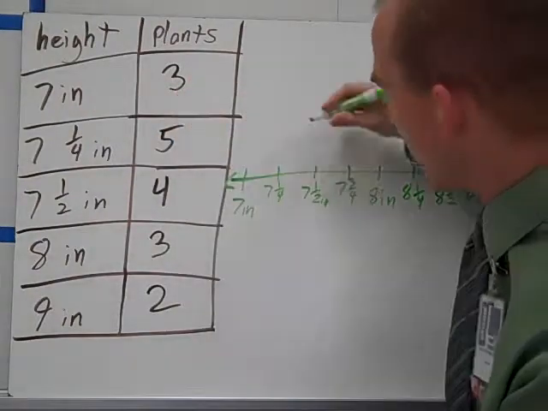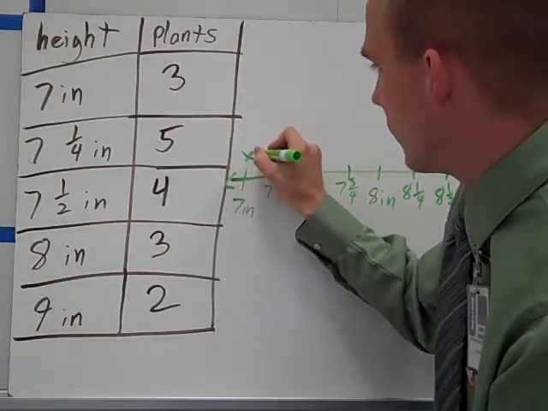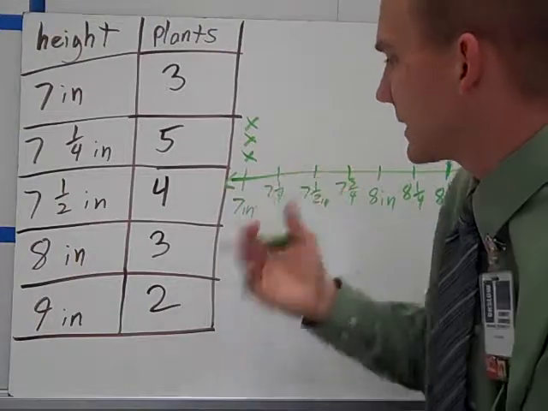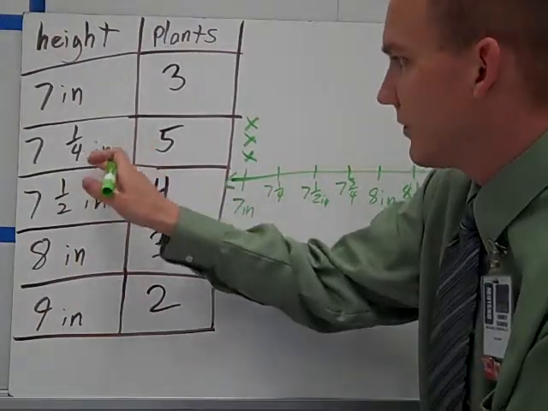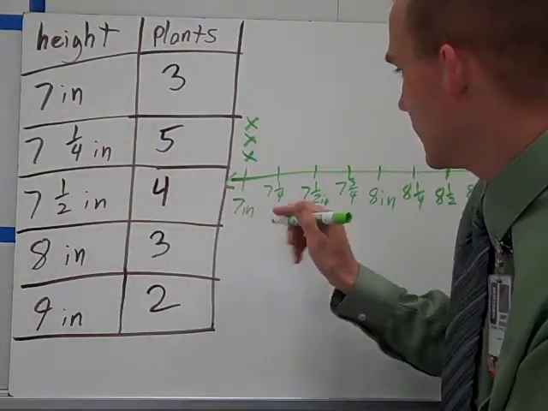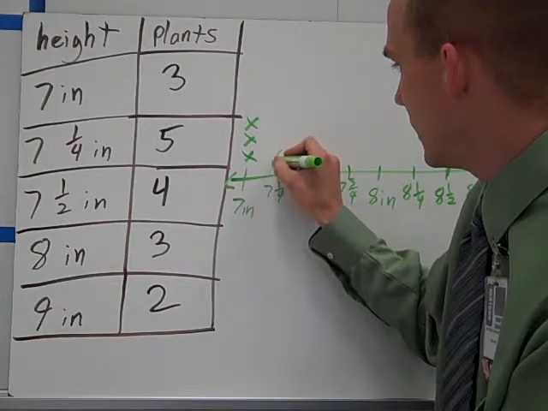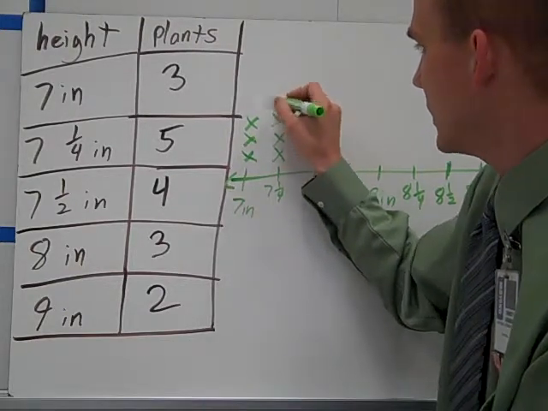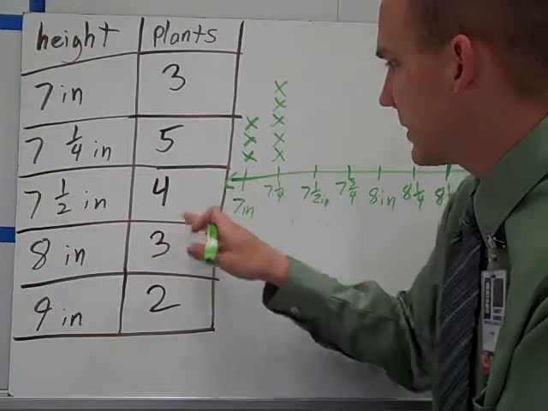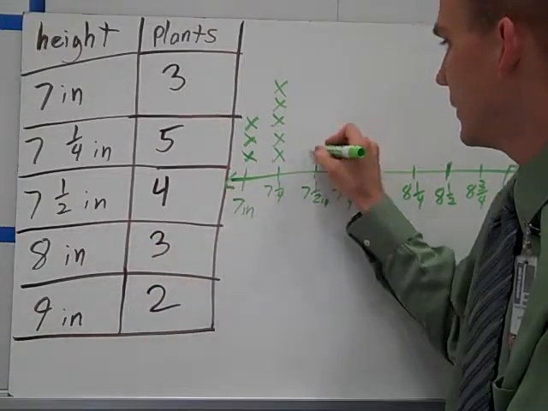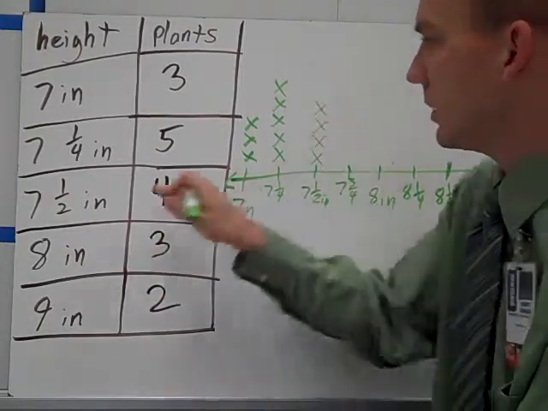At 7 inches, I have 3 plants. So this is the simple part. All I do is I put 1, 2, 3 X's above 7 inches. At 7 1/4, I have 5. So I go to 7 1/4 and 1, 2, 3, 4, 5. 7 1/2 is 4. 1, 2, 3, 4.